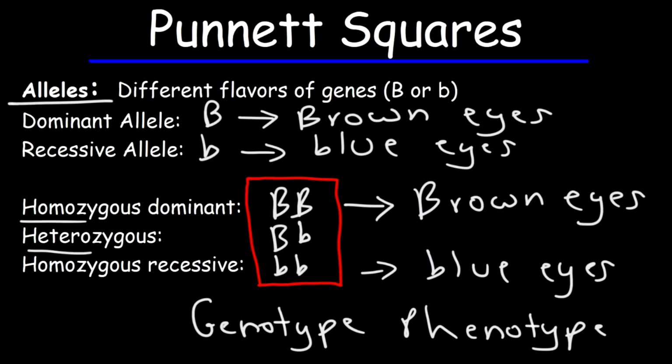Now, what about the heterozygous individual, where he has both the dominant and the recessive allele? What physical characteristic will he display, or she? What will be that individual's phenotype? So what would you say? Which one is going to win, the dominant allele or the recessive allele? Whenever you have an individual with a heterozygous trait, the dominant allele is going to win the battle. So this person is going to have brown eyes.